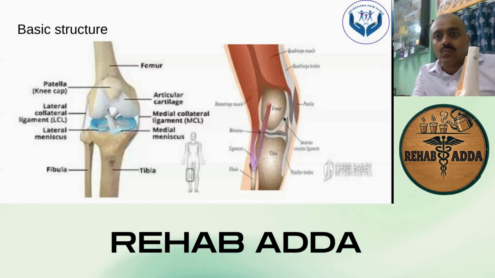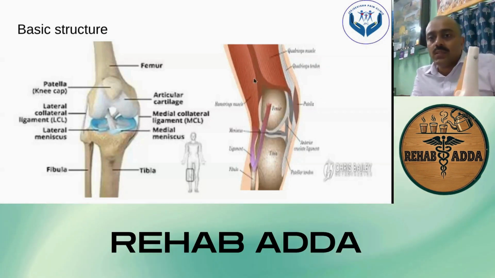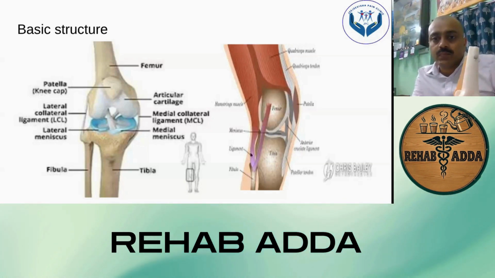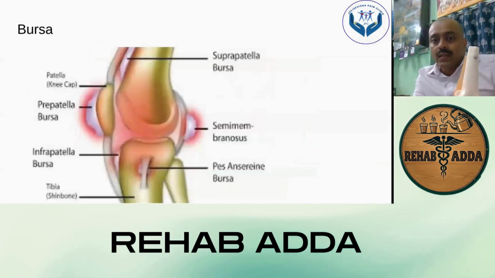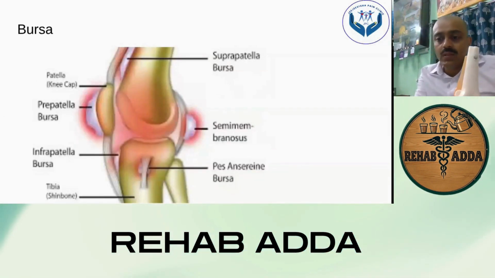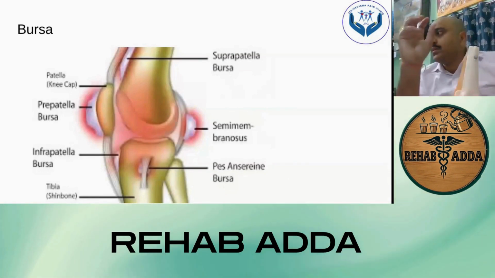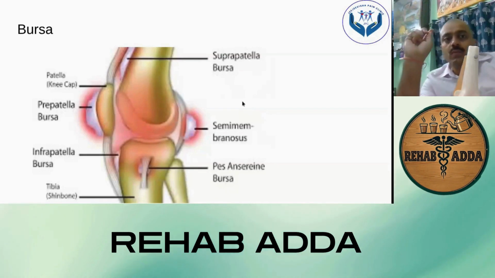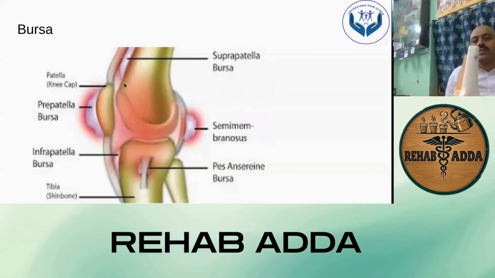So there are a lot of muscles that come around. Anteriorly comes the quadriceps muscles, then posteriorly is the hamstring, and there are multiple ligaments and the patella and all. Everything we will discuss later. So an important thing that we have to know is the bursa. So what are the bursas around?